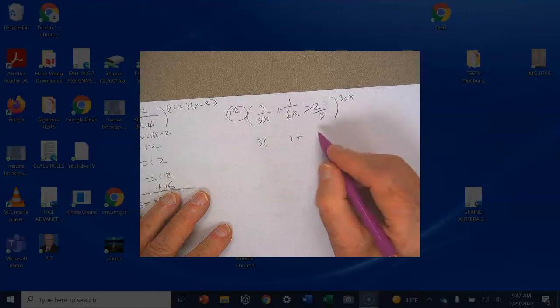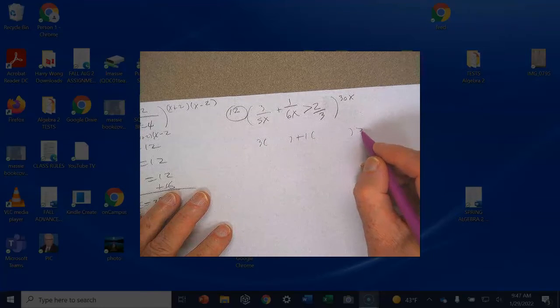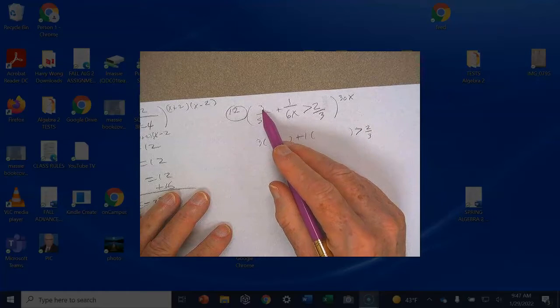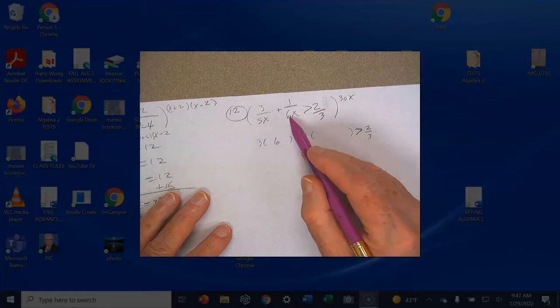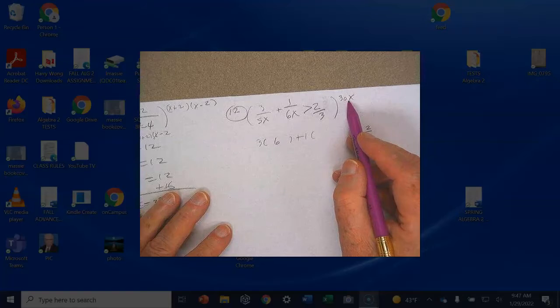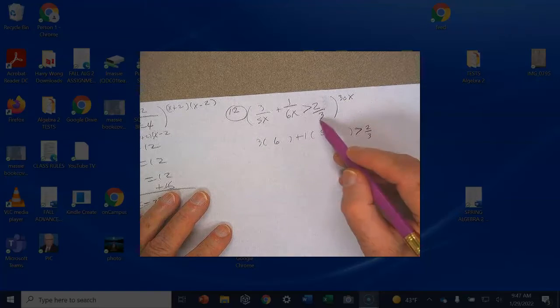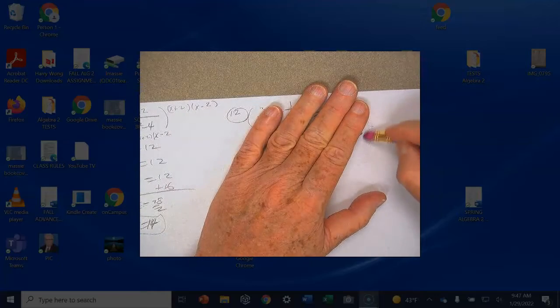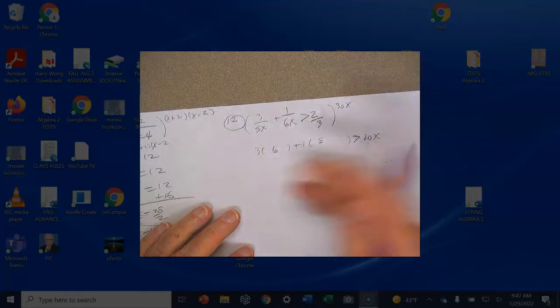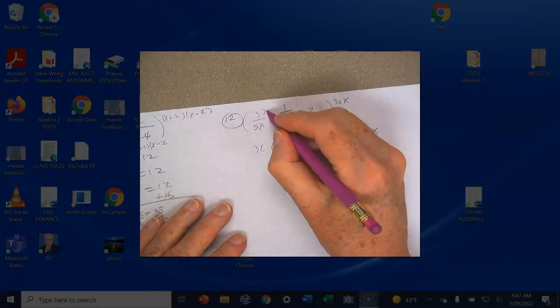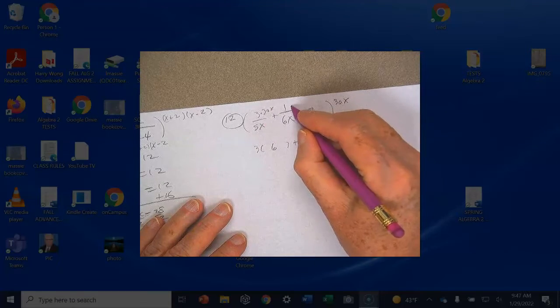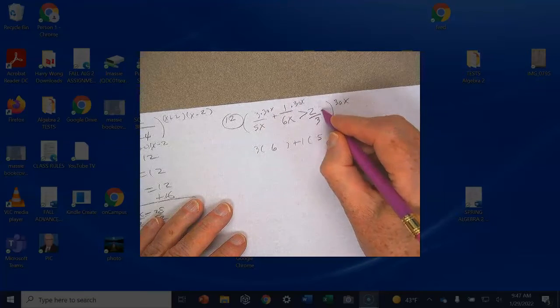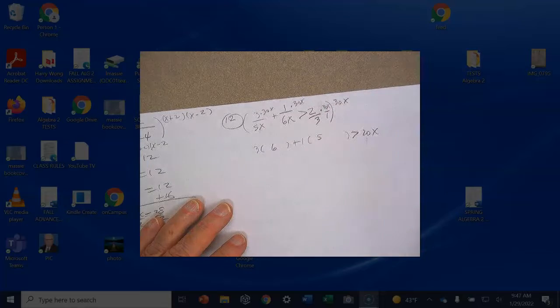So when I come to this one, 5 goes into 30x 6 times. 6 times 3, that's going to be 18. 6 goes in there 5, this is going to be 5. 3 goes in there 10x times 2 is 20x over here. So just multiply each place by 30x and reduce, okay? Should be fine.